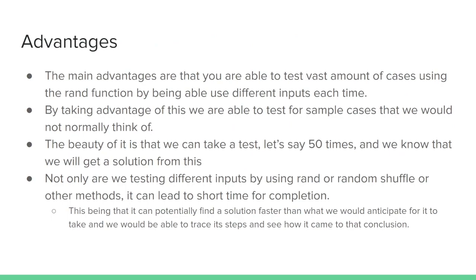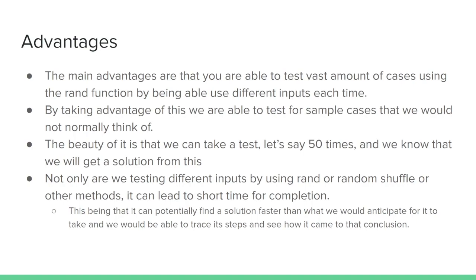So the advantages: you're testing a vast amount of cases using the rand function, by being able to test different inputs each time. By taking advantage of this, we're able to test sample cases that we would not normally think of. Let's say we have 50 different test cases; we know that we would get a solution from at least 49 out of 50 of these cases. Let's say one of them is not optimal. Well, 49 of them are optimal, and we can trace back to see what is the best case for each of them.